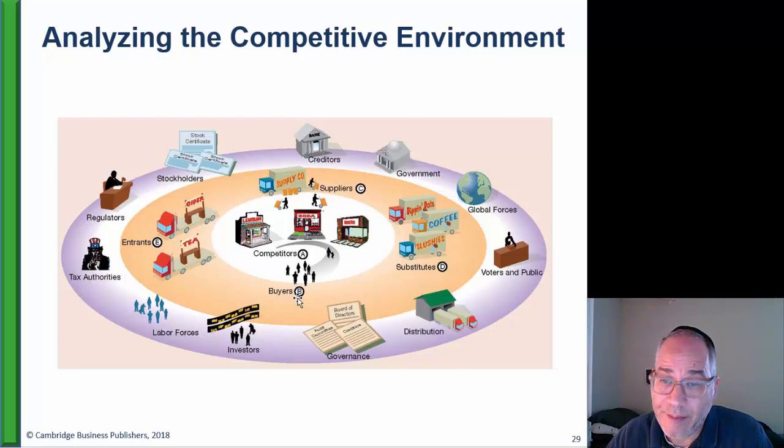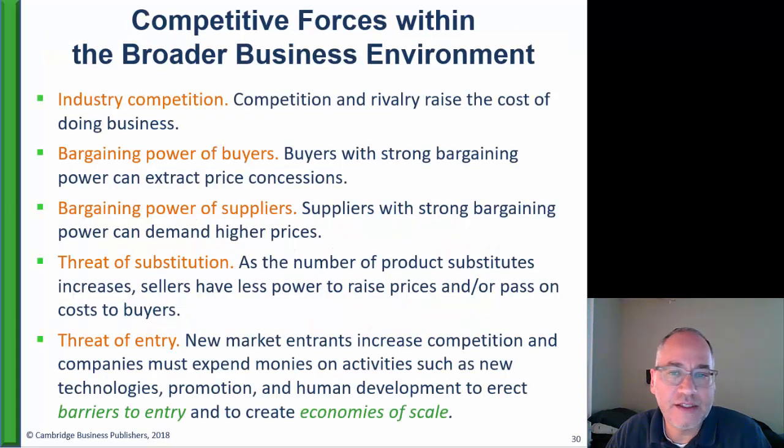Buyers and entrants would be other companies that could be potential competitors. And then there's an external environment that consists of all these other constituencies like the federal government, your stockholders, and creditors, who also can impact your environment. So you need to take all of this into account when you're thinking about a company and trying to analyze their performance. Industry competition, your bargaining power of buyers.